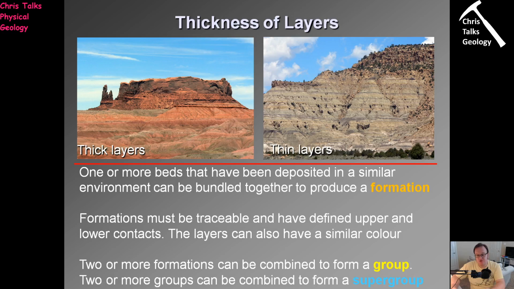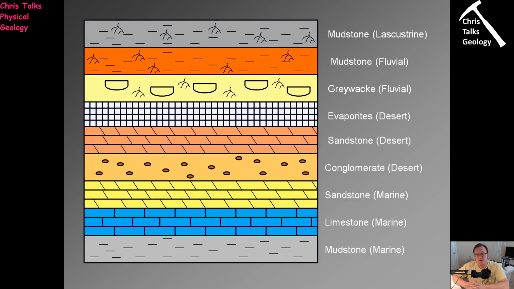Then if I can find 2 or more groups that have a link, I can combine those together to form a supergroup. And that's it. All we're doing is bundling together layers of rock just to make our lives a little bit easier, so we can trace these units over large distances more easily. So here's how we do it.